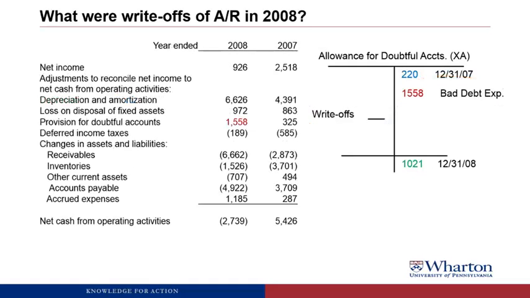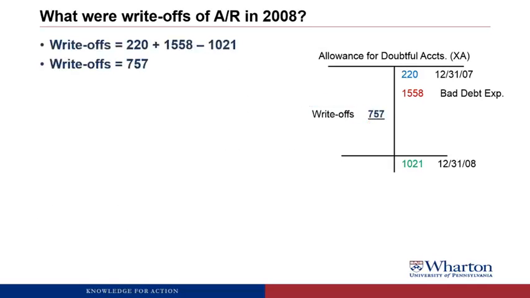If we bring back that statement of cash flows, one of the line items on the statement of cash flows was provision for doubtful accounts. It's a non-cash expense, so it reduces net income, and then we add it back on the cash flow statement, in this case so that we can see it was 1558. So we can fill in that 1558 on the credit side. This is what increases allowance for doubtful accounts. There's only one thing missing, and that's write-offs. So what we can do is plug for the missing answer and calculate what the write-offs were. So if we take 220 plus 1558 minus the ending balance of 1021, we come up with write-offs had to have been 757.